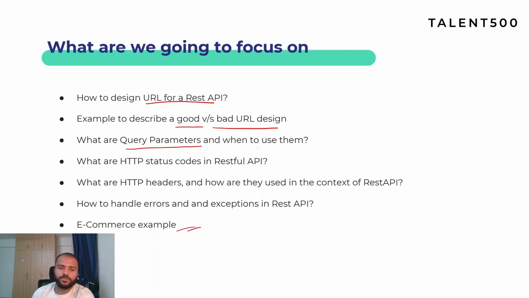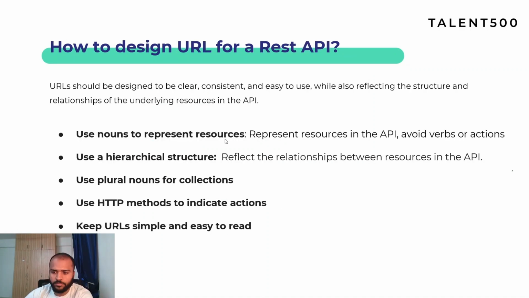Okay, so let's get started. So in this slide, we'll discuss how to design a URL for a REST API. URL design in REST API very much indicates how the other partners or the consumers of your API will understand your API. So URLs need to be very clear, very consistent. So what are some of the best practices when you go about designing a URL?